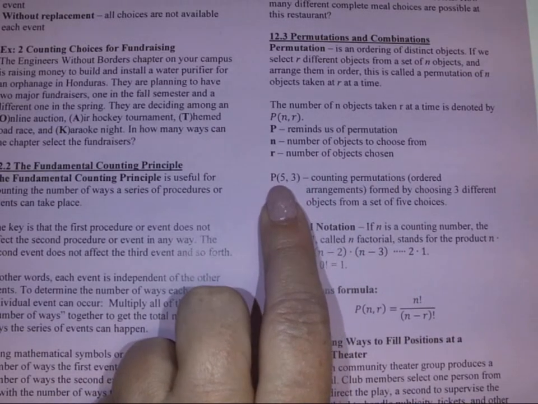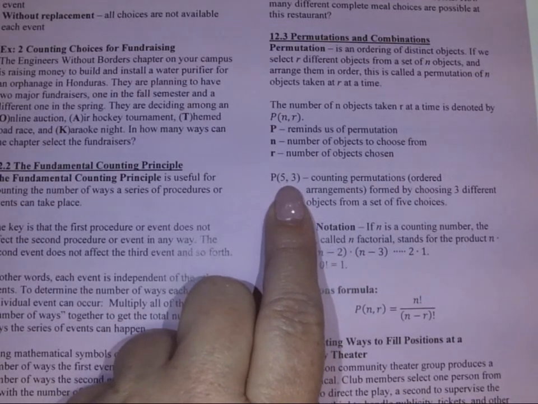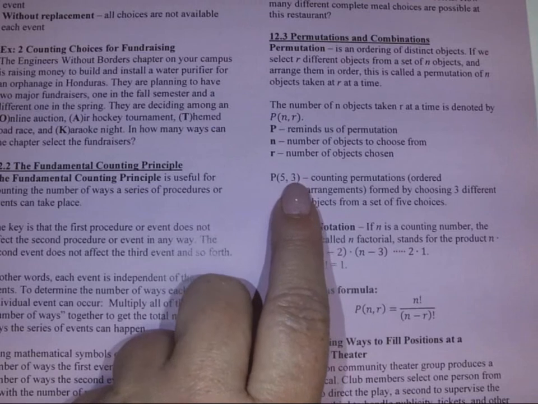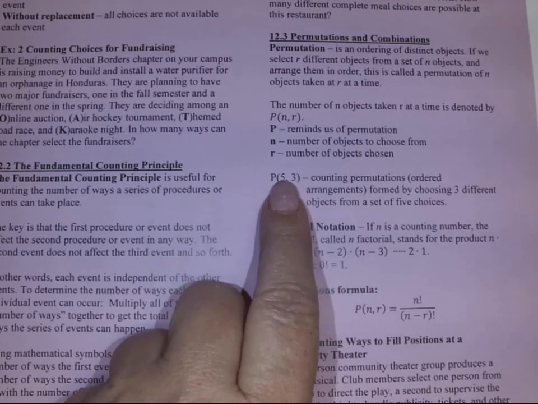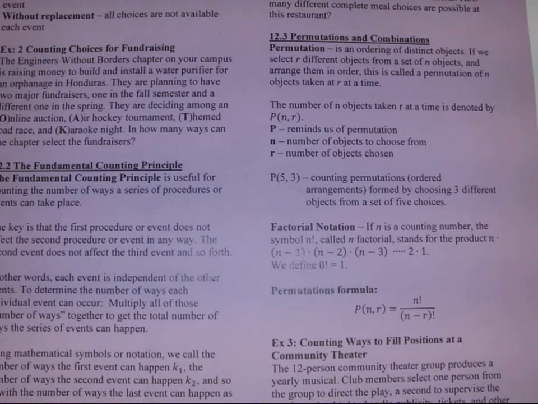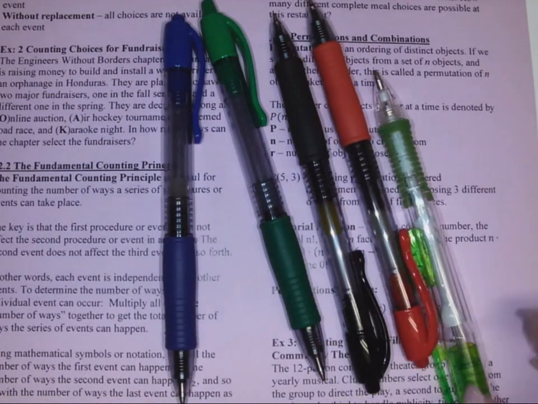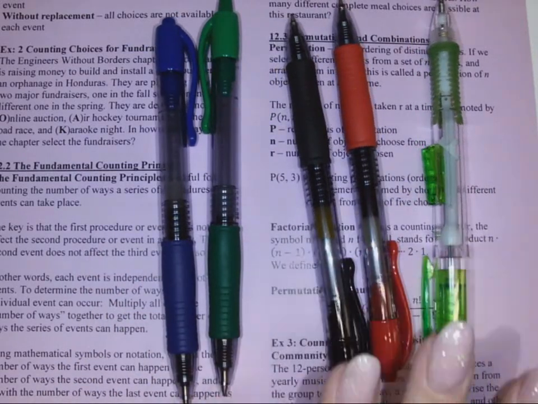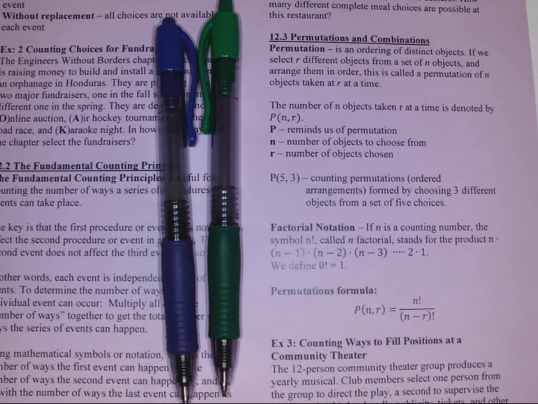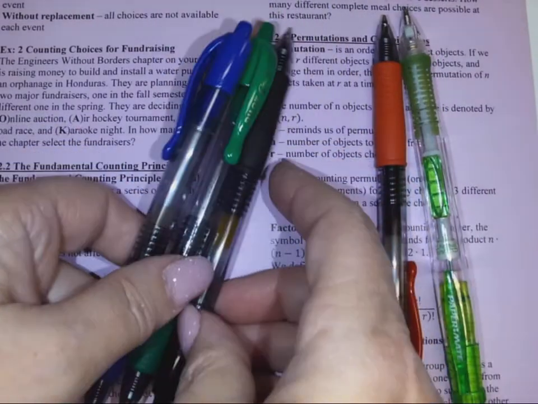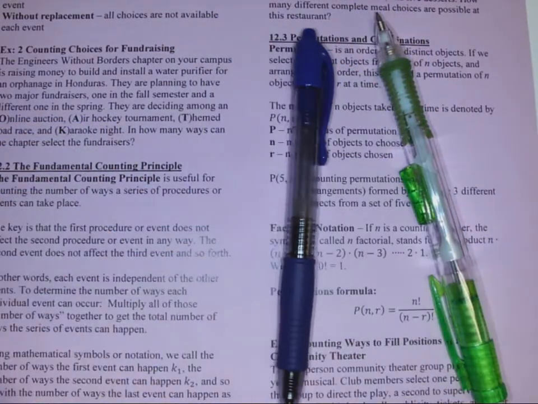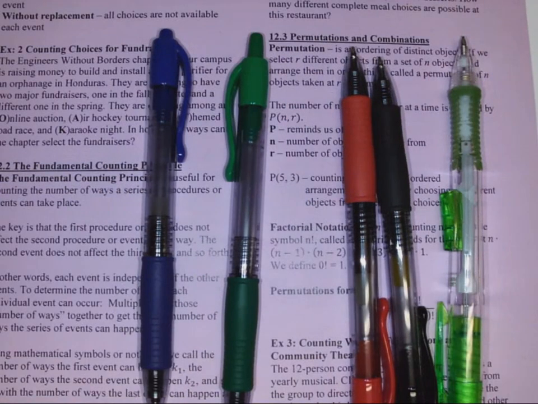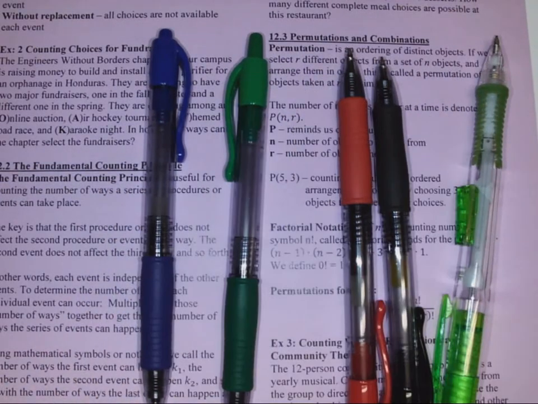So if we look at P(5, 3), we look at the counting permutations, which are the ordered arrangements formed by choosing 3 different objects from a set of 5 objects. So I've got 5 pens here, or 4 pens and a pencil, 5 writing utensils. I'm looking at how many different ways I can choose 3 out of the 5. I could choose those 3, these 3, the 3 in the middle, these 3. There are lots of ways you can choose them. So you're looking at 5 objects, choosing 3 at a time.